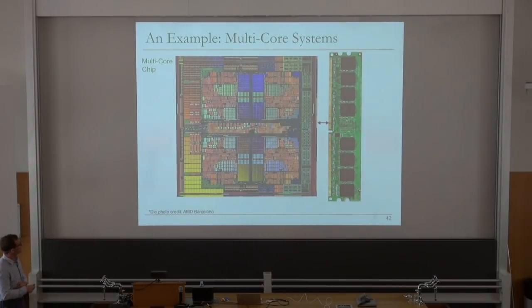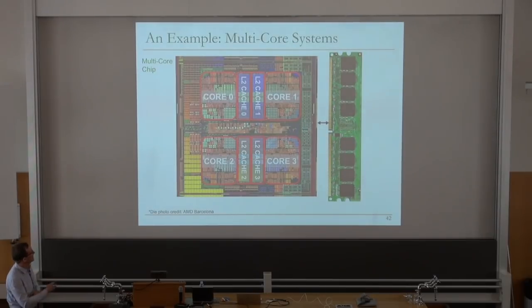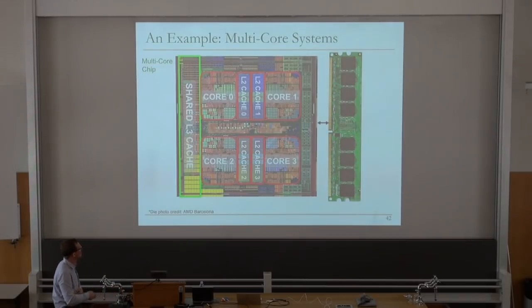So multi-core systems, this is an old multi-core system from 2005 or so, 2006. Basically, these are multiple cores, right? Multiple processing units. And there's a cache hierarchy. In this case, you have these L2 caches. You have a shared L3 cache. These L2 caches are private to the cores.